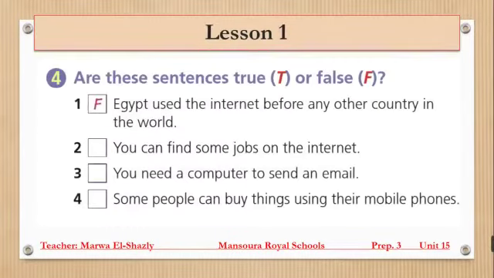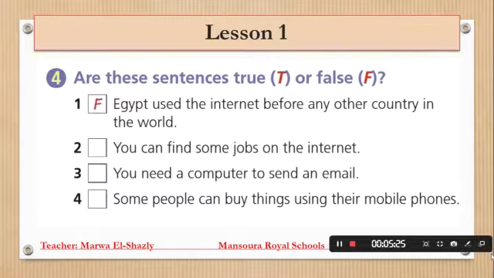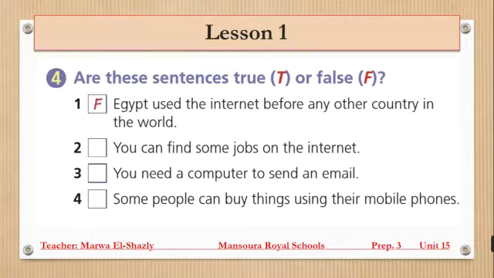Now with exercise 4. Are these sentences true or false? 1. Egypt used the internet before any other country in the world. The answer is done for you, which is false. 2. You can find some jobs on the internet. 3. You need a computer to send an email. 4. Some people can buy things using their mobile phones. So now pause the video, put true or false next to each sentence.